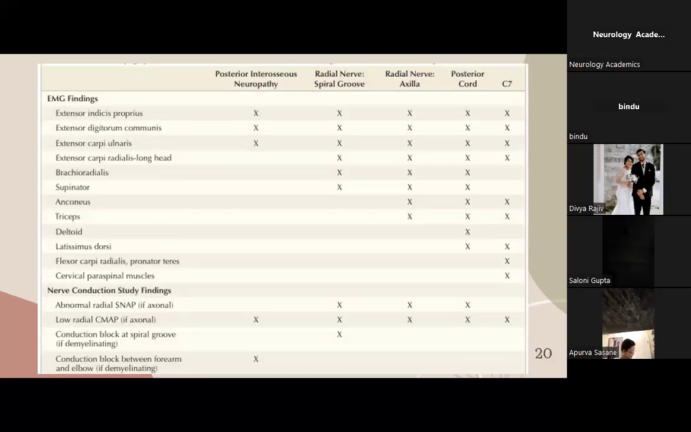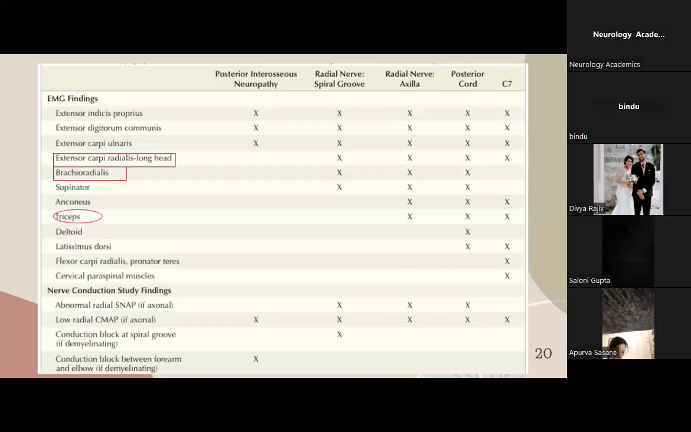Coming to the electrophysiology, in case of posterior interosseous nerve, there will be weakness of extensors of fingers. So either the extensor indicis proprius, extensor digitorum communis, or extensor carpi ulnaris, we can sample. We can see the denervation and reinnervation potentials there. And in radial nerve at the level of spiral groove, we can sample either brachioradialis or extensor carpi radialis longus. That is given at the level of elbow, that is below the spiral groove.